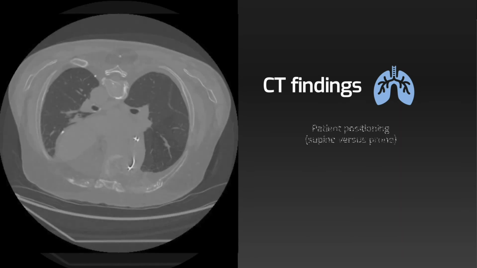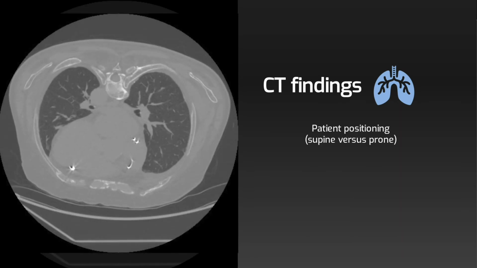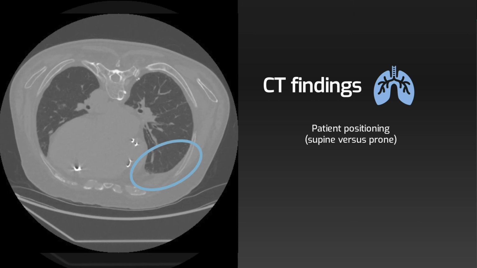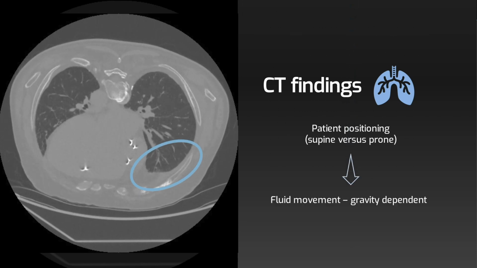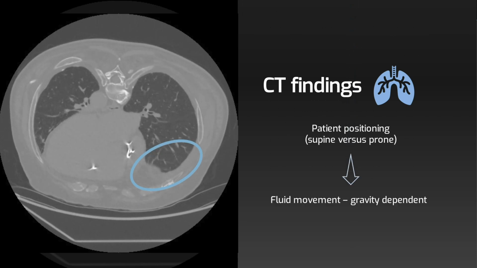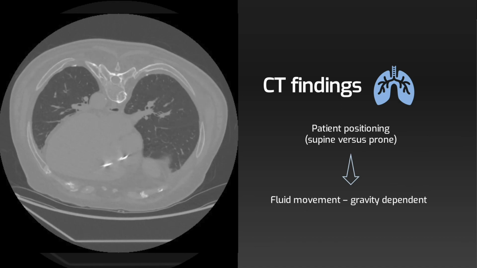So gravity is now on the other side since the patient is lying prone, and as you can see, the pleural fluid has started to redistribute and build up on the anterior surface and have the smooth interlobular thickening.